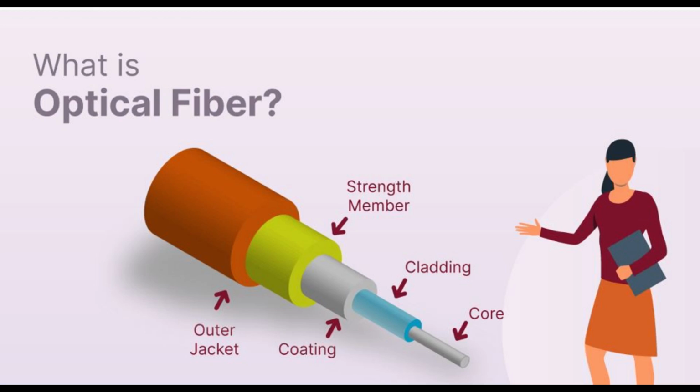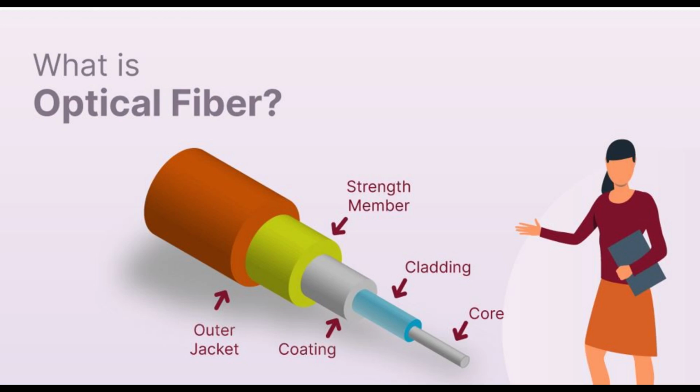6. Optical power meter. An optical power meter is a device used by fiber optic technicians to measure the strength of the light signals transmitted by the fiber optic cable. It is used during installation and maintenance to ensure that the fiber optic connection is working properly.